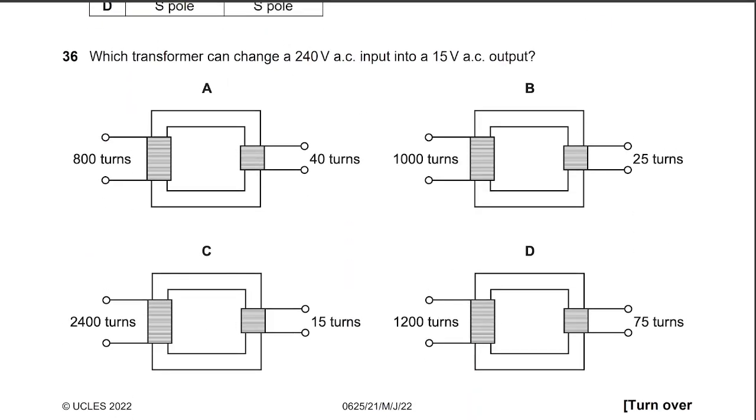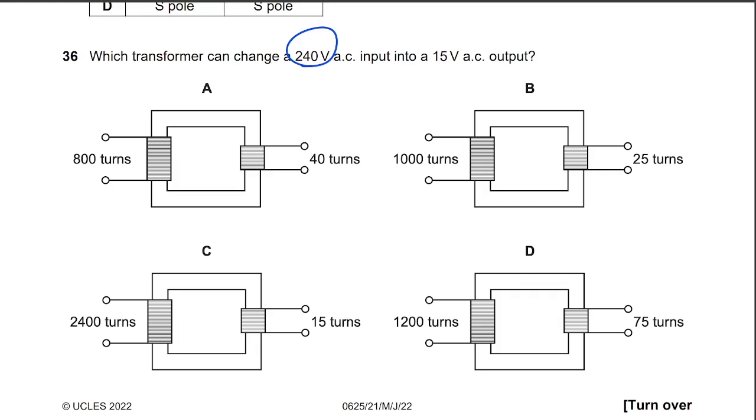Number 36. Which transformer can change a 240 volts AC input into 15 volts AC? Which transformer can do this? We have 800 turns, we have 40 turns. We know the formula: 800 divided by 40, 240 divided by 15. We're looking at which transformer will do this. The formula you need to know is that the primary is changing from 240 to 15.